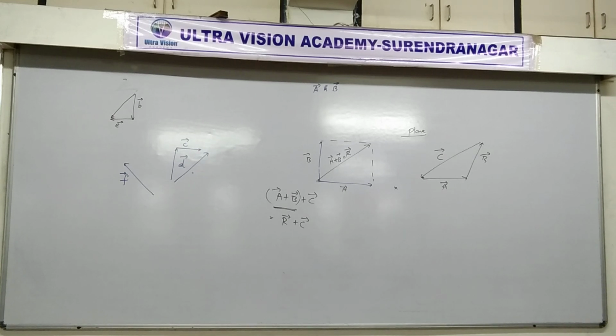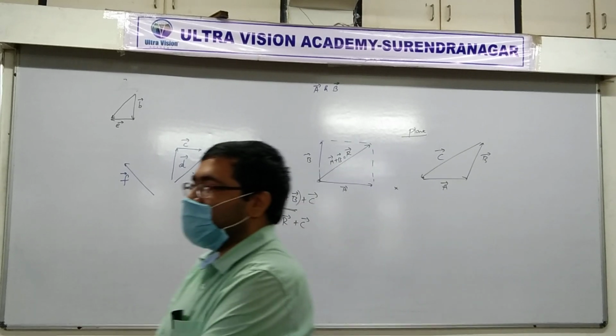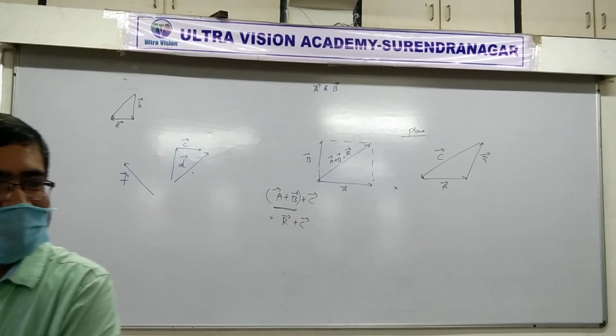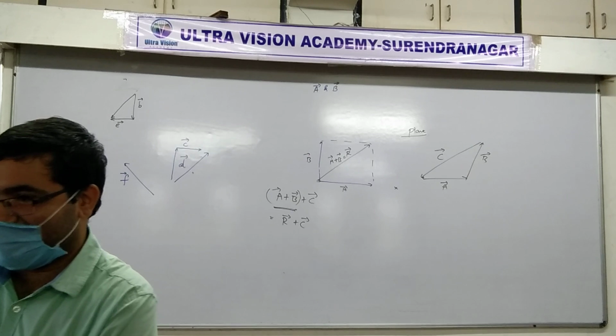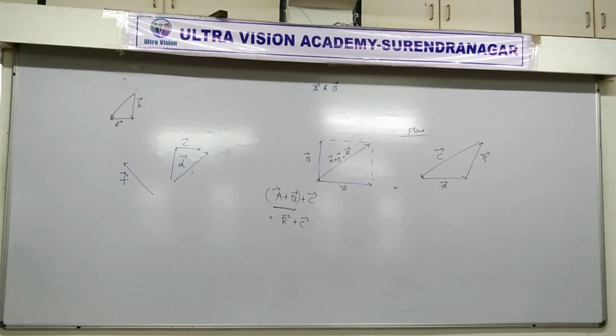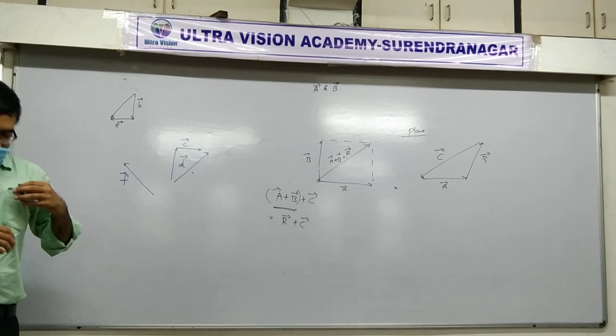Draw the diagram, everyone. Yes. It mentions two vectors A and B and their resultant. And it's talking about the angle between what? A vector and R vector. How much is that angle? Alpha. And how much is the other one? Beta.